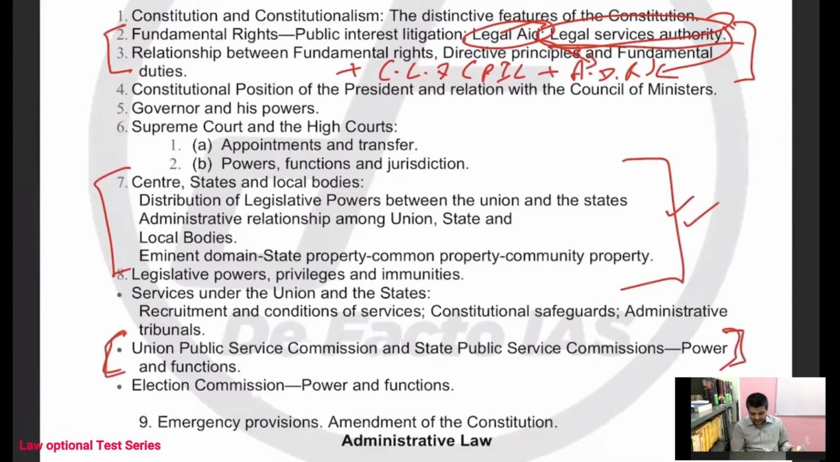Public Service Commission and especially civil service. Okay, recruitment of services, constitutional safeguard, the civil services under the union state.